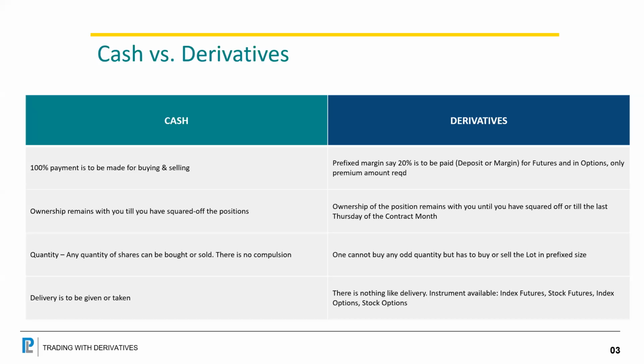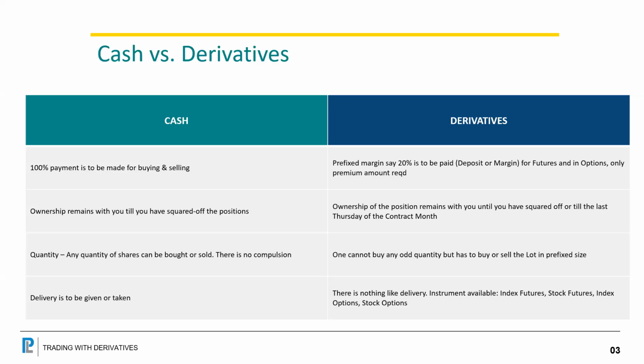The benefit in cash is what? Ownership remains with you till you square off the positions. If you buy any stock, the ownership remains with you until you sell it. So in cash, when you buy any stock, any number of shares of a particular stock, it remains with you until and unless you square off the positions. But in derivatives, it is not likewise.